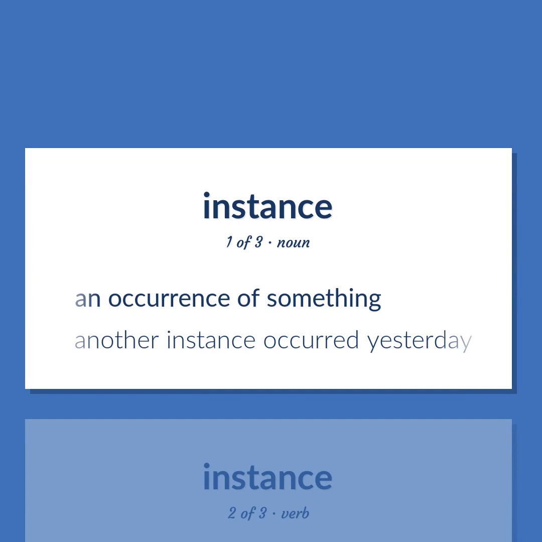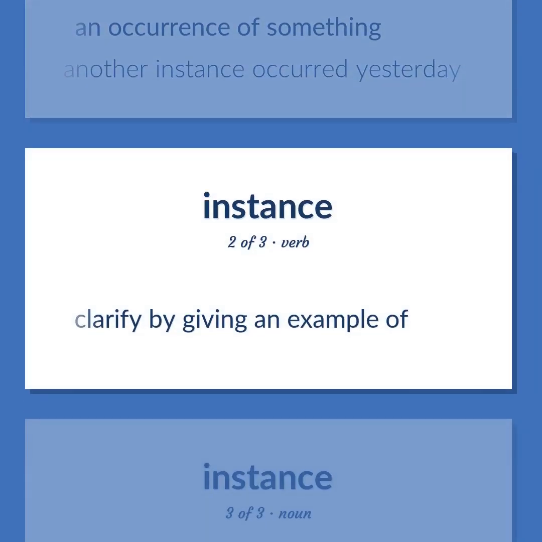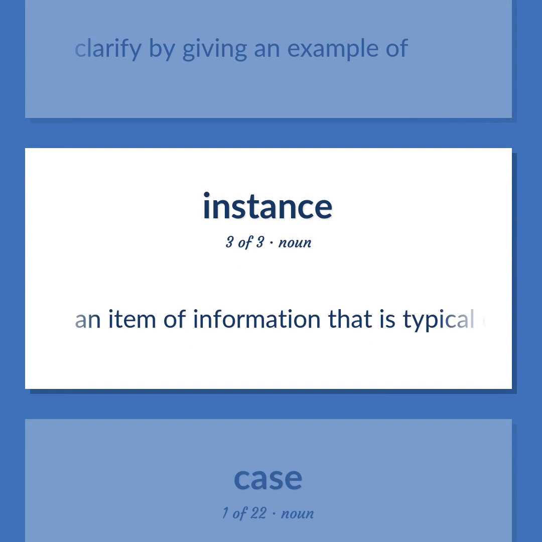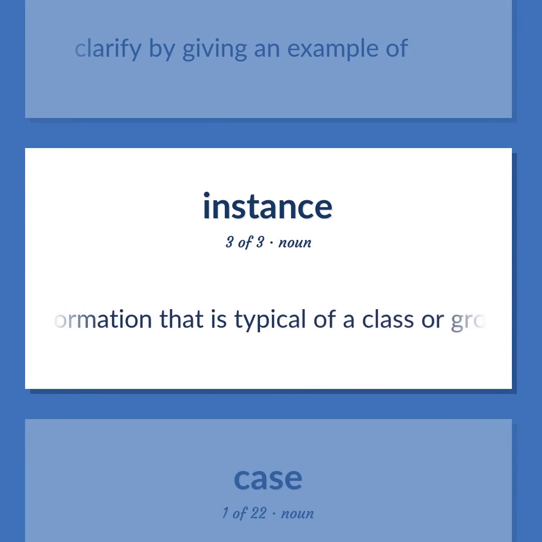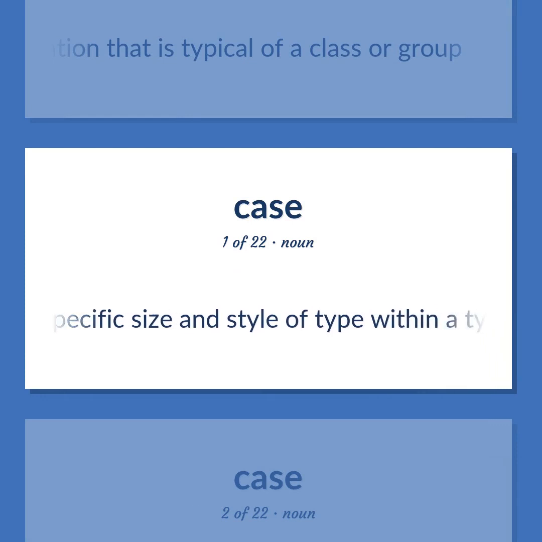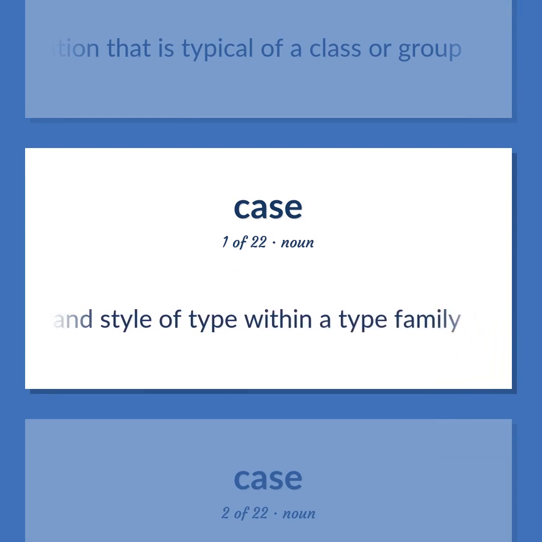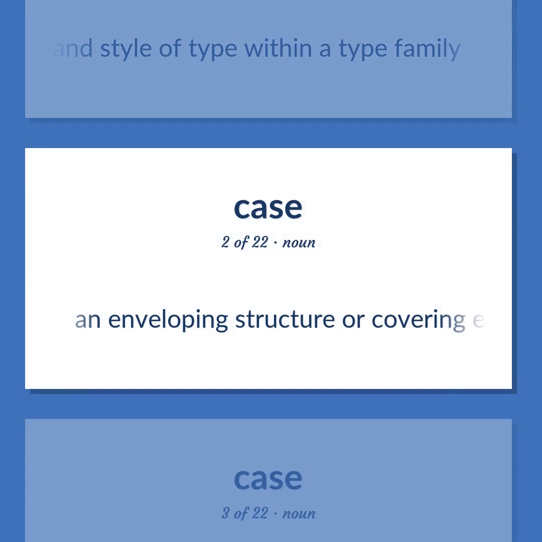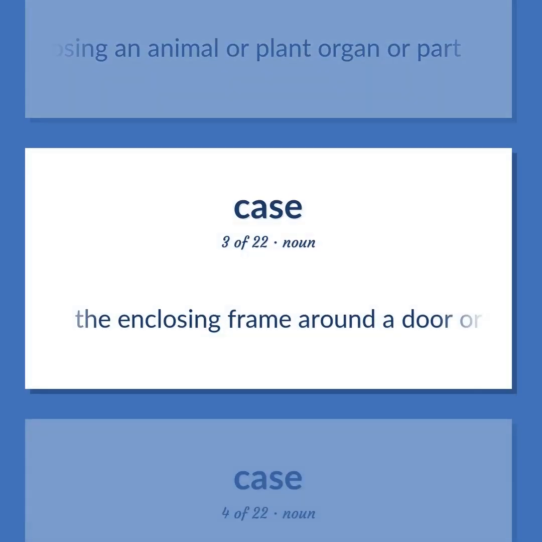An occurrence of something. Another instance occurred yesterday. Clarify by giving an example of. An item of information that is typical of a class or group. A specific size and style of type within a type family. An enveloping structure or covering enclosing an animal or plant organ or part. The enclosing frame around a door or window opening.